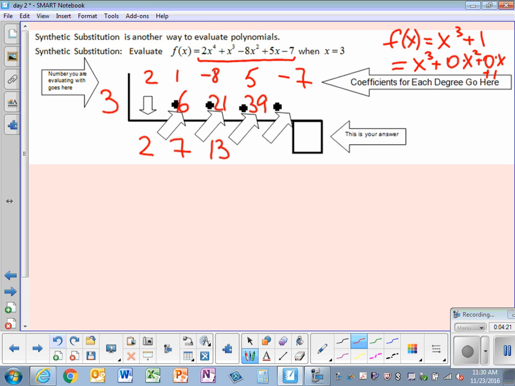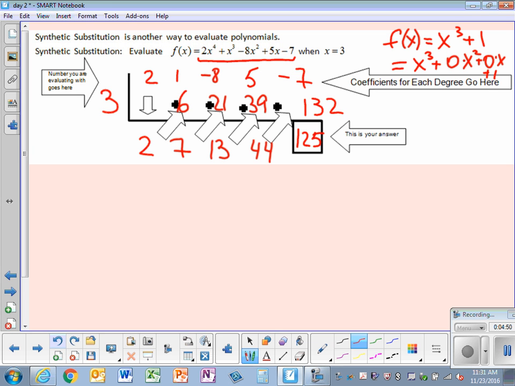Now 13 times 3 is 39. 5 plus 39 is 44, right? 44 times 3 is 120, 134? Is it 132? 132. And finally, negative 7 plus 132 is 125. This last number is your answer.